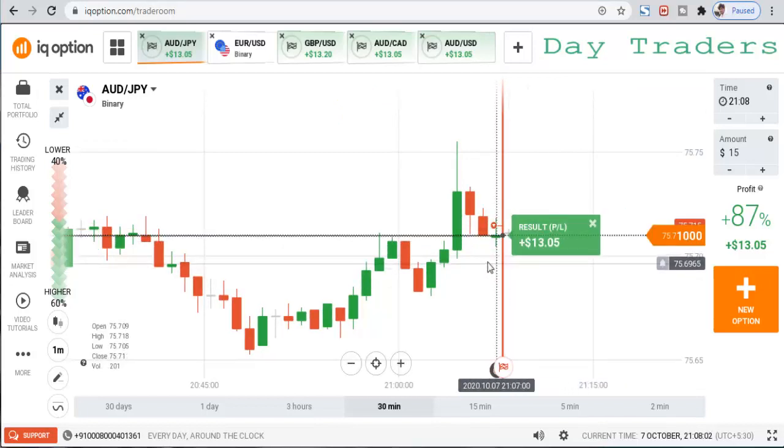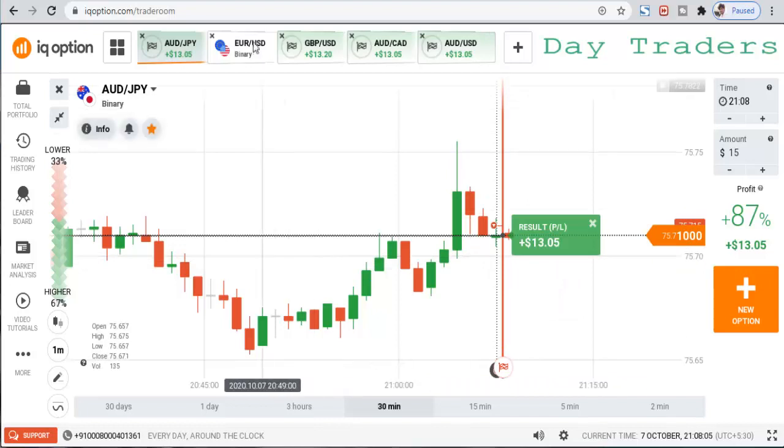There is no buyers' entry, and this is also a winning trade. Check the next pair.